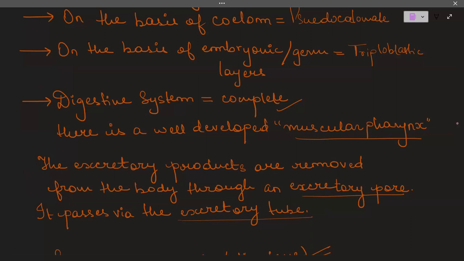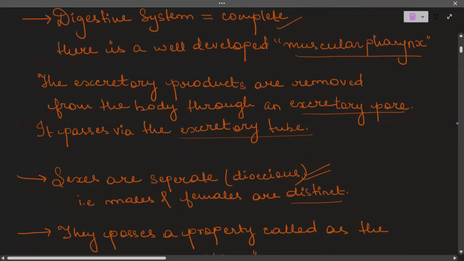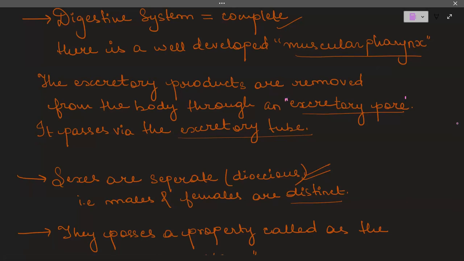The excretory products are removed from the body through an excretory pore. It passes via the excretory tube. So the role of anus is played by this excretory pore. So you can see that they have a different pharynx and a different opening for the excretion process. So that is why their digestive system is complete.